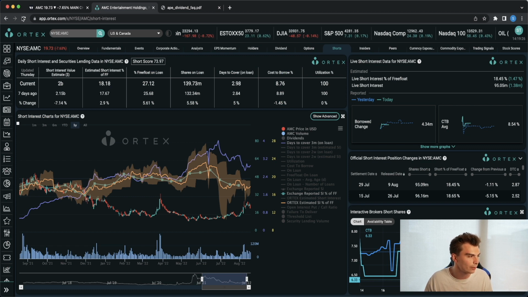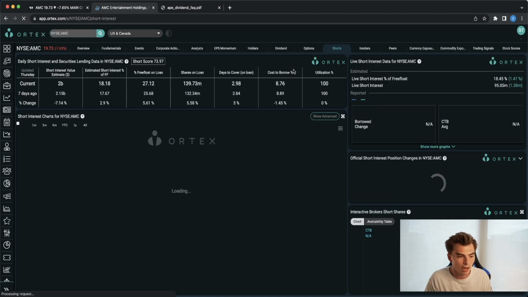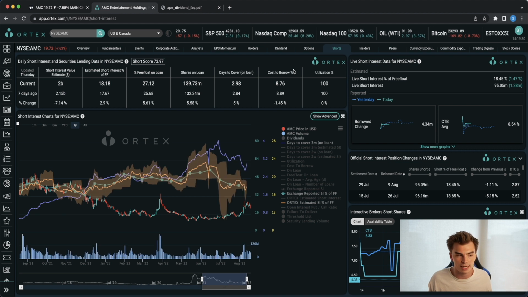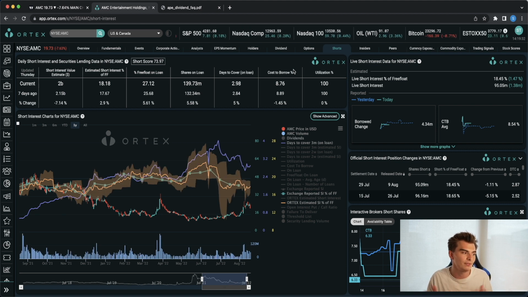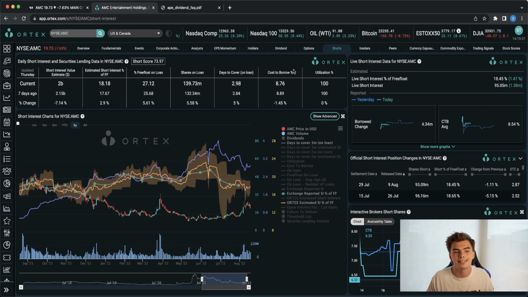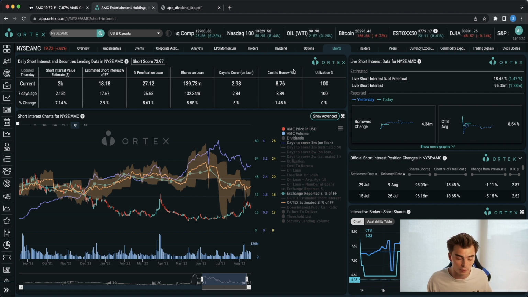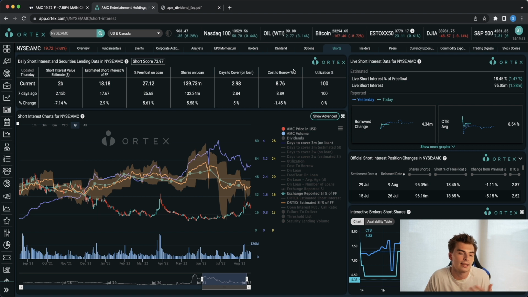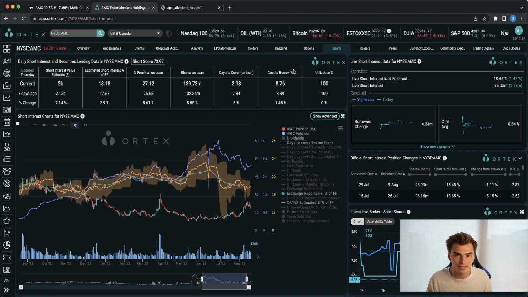So, going over here a little bit and taking a look at the short interest data really quickly. Let's give this a quick little refresh. 18.45% estimated short interest right here. We got about 140 million shares on loan with 8.54% average cost to borrow. Again, nothing too crazy here. Same thing we say with Ortex every single time, that we're really just getting a bare baseline minimum.